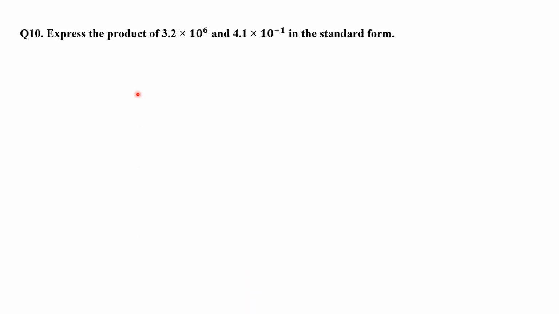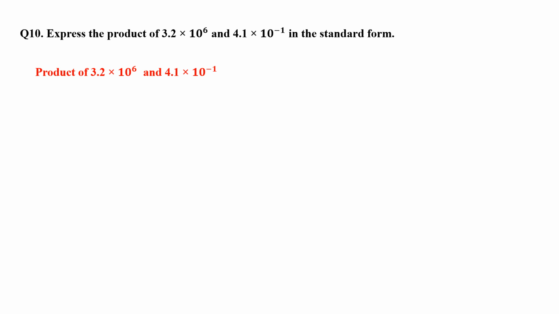Now question number 10. Express the product of 3.2 into 10 to the power 6 and 4.1 into 10 to the power minus 1 in the standard form. So first you have to find the product of both and then you have to convert it to the standard form. And standard form, if you remember, should be written in the form of k into 10 to the power n, where k should be between 1 and 10, right?